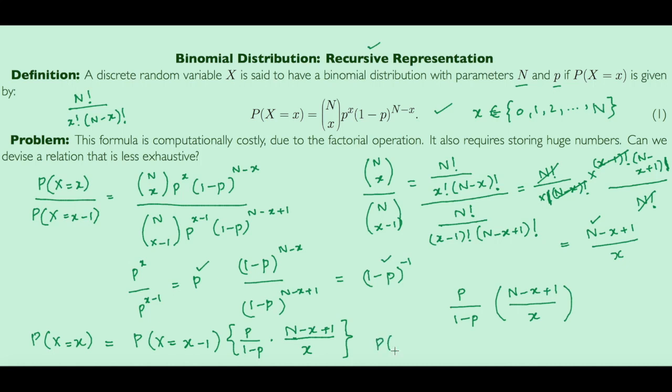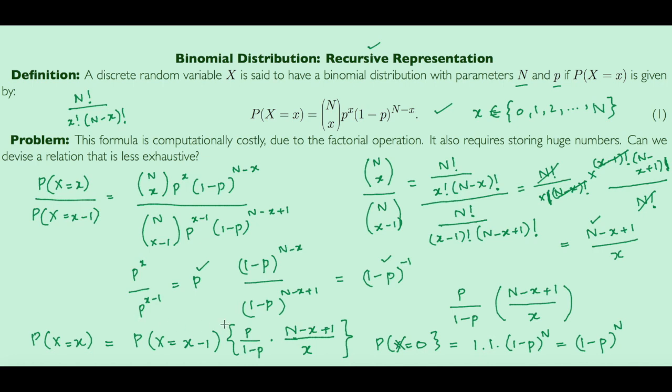So what is the probability of X equal to 0? You put 0 here. n choose 0 is 1, p to the 0 is 1, and (1 minus p) to the n minus 0 is (1 minus p) to the n. So this is equal to (1 minus p) to the n. This is my starting situation. The probability of X equal to 0 is (1 minus p) to the n, and then I can use this recursion to find the probabilities of my subsequent integers.